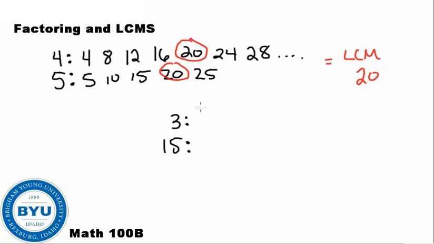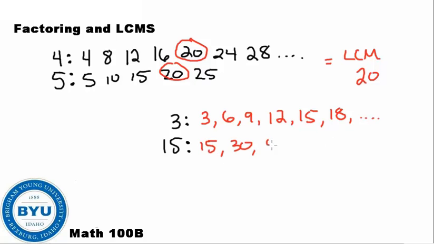Let's check it out with 3 and 15. It would be 3, 6, 9, 12, 15, 18, and so on. Here we would have 15, 30, 45. Ooh, and I see one already. Here, the number 15 appears in both. And so the LCM of these two numbers would be 15.